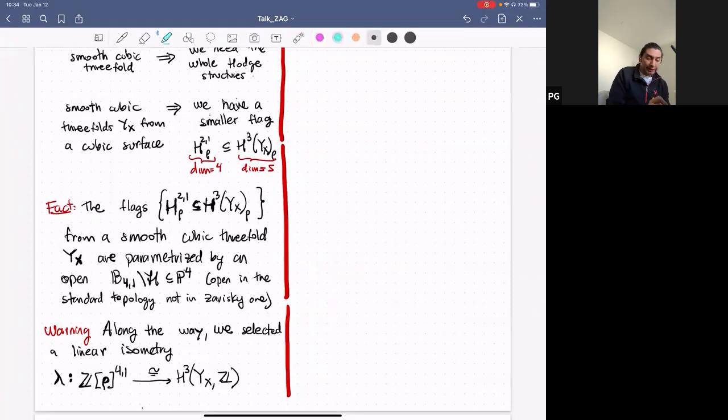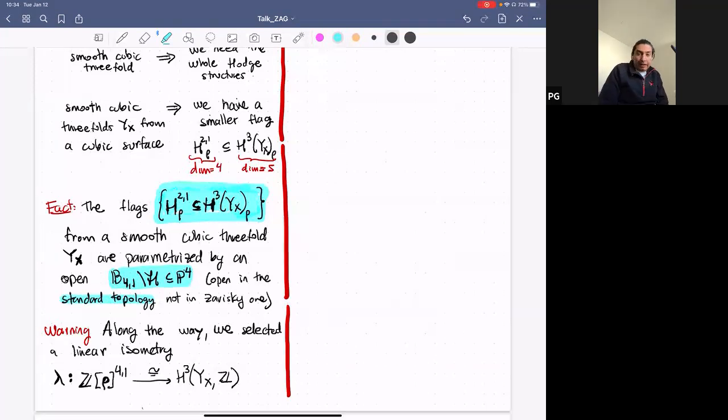So all these flags that we obtain from our cubic surfaces are parameterized by an open. The first thing I want you to notice is that it's a four-dimensional open. And it's remarkable because our moduli space of cubic surfaces happens to be four-dimensional as well. So this four-dimensional open parameterizing these flags has the correct dimension. This is an important remark. This is an open in the standard topology, not the Zariski one.